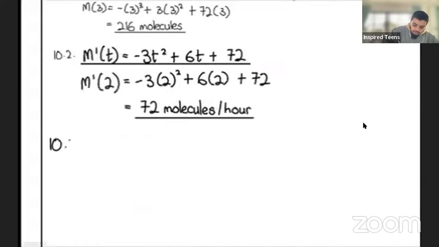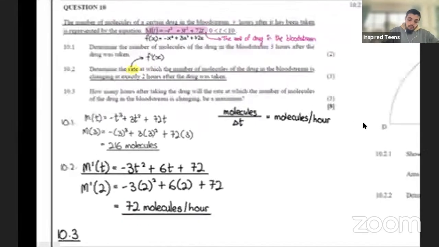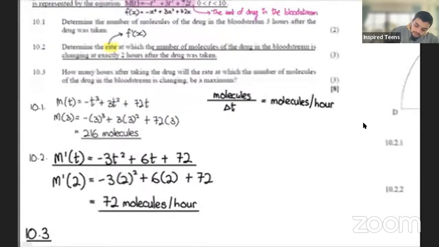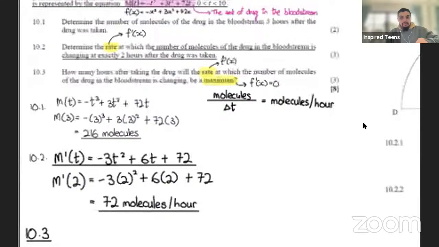Let's do 10.3. 10.3 says, how many hours after taking the drug will the rate at which the number of molecules of the drug in the bloodstream is changing be a maximum? So here we have rate again. What is rate? Rate is the first derivative. And here we have maximum, and we remember that maximum is first derivative equated to 0. So they're asking us, when will the rate be at maximum?